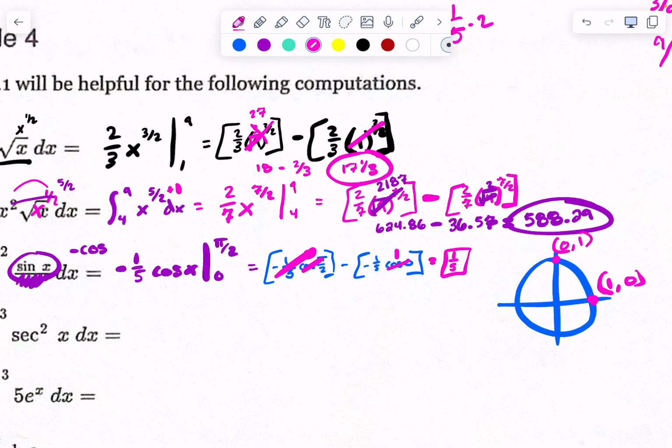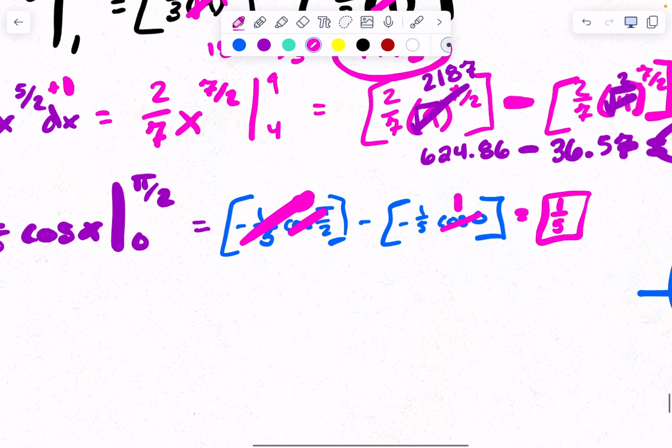Negative, positive. Negative, negative. Wait, what happened? Negative 1/5. Okay, got it. Minus 1/5. Got it? Equals.